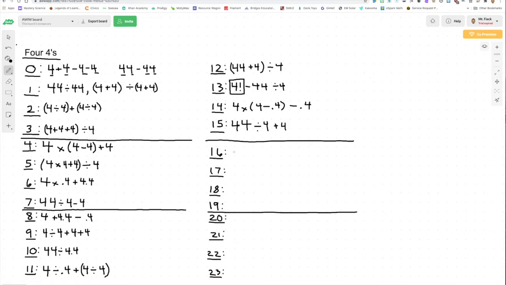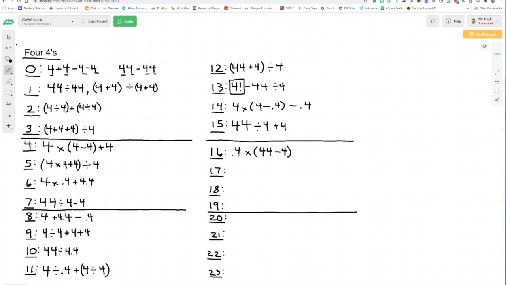So today I'm going to share with you my strategy for the 4-4s for 16 through 19. For 16, I used 4/10 times 44 minus 4. So 44 minus 4 is 40. 40 times 4/10 is 16.